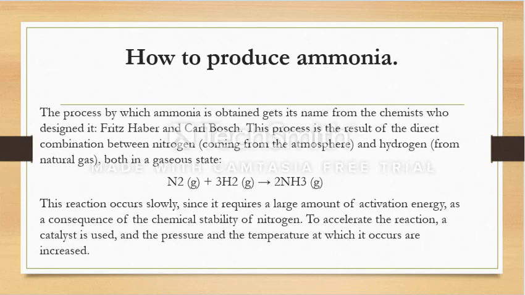How to produce ammonia? The process by which ammonia is obtained gets its name from the chemists who designed it, Fritz Haber and Carl Bosch. This process is the result of the direct combination between nitrogen coming from the atmosphere and hydrogen from natural gas, but in gaseous state.